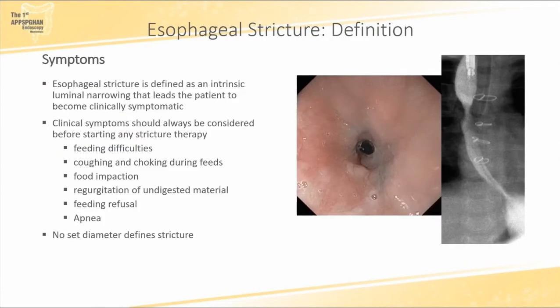But let's begin with the definition. An esophageal stricture is defined as an intrinsic luminal narrowing that leads a patient to become clinically symptomatic. These symptoms typically are feeding difficulties, coughing and choking during feeds, food impaction, regurgitation of undigested material, feeding refusal, and in some cases, apnea. Notice I didn't mention an esophageal diameter because there's no set diameter that defines a stricture.